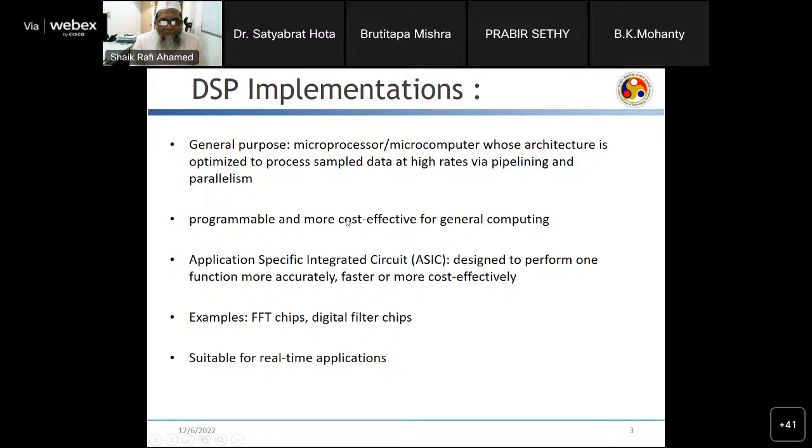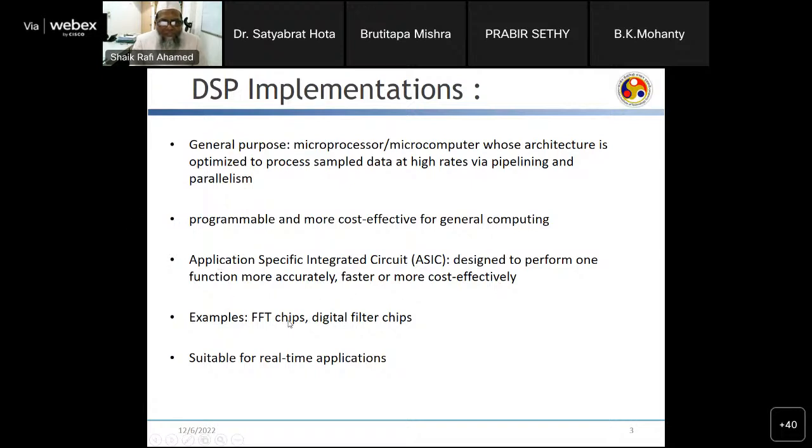If you want to perform, for example, the filtering operation, you have to write the program. And if you want to perform the transform, you have to write the program. Whereas in case of application specific integrated circuits, you can design the hardware corresponding to whatever operation that you want, like filters and transforms. Because of that, these ASIC based implementations are more accurate and fast, and also more cost effective when compared with the general purpose implementations.